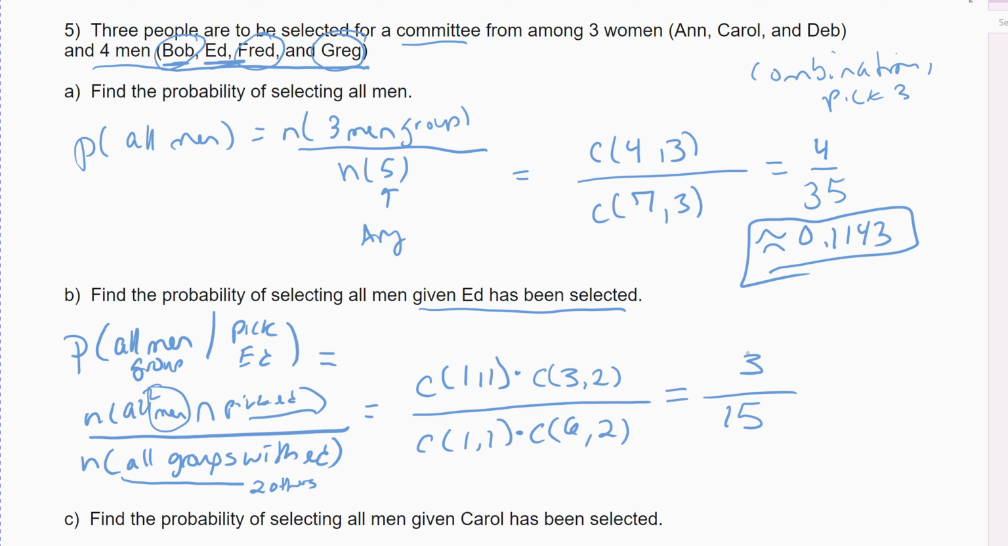Then we find our decimal approximation to that. So I have to type it in, which comes out to be a 20% chance. So do make sure you change that to 3, not 5. So 3 out of 15 comes out to 20%.